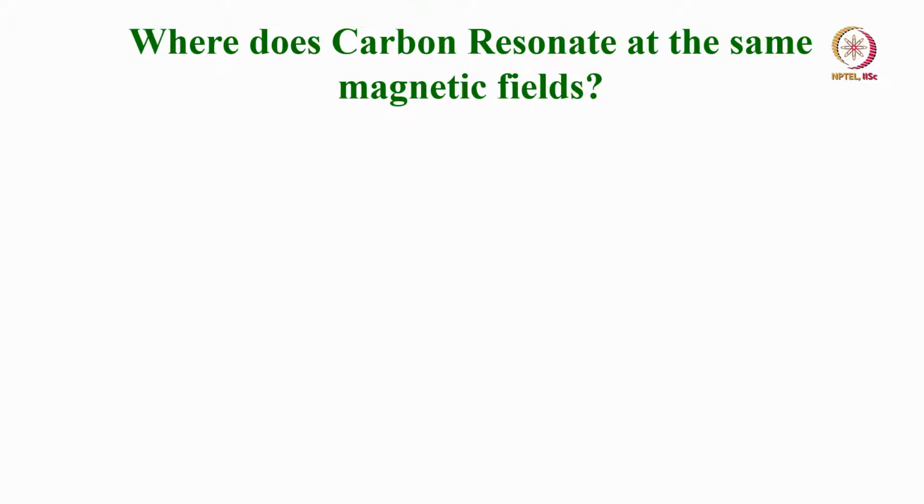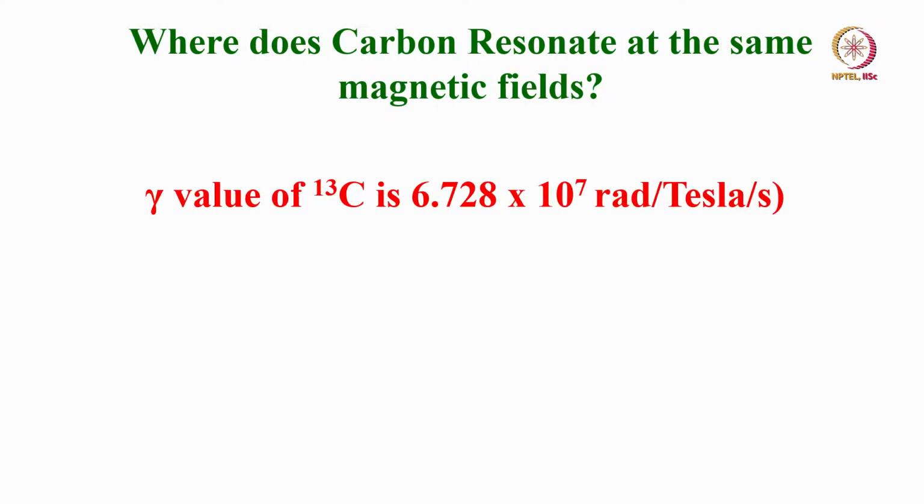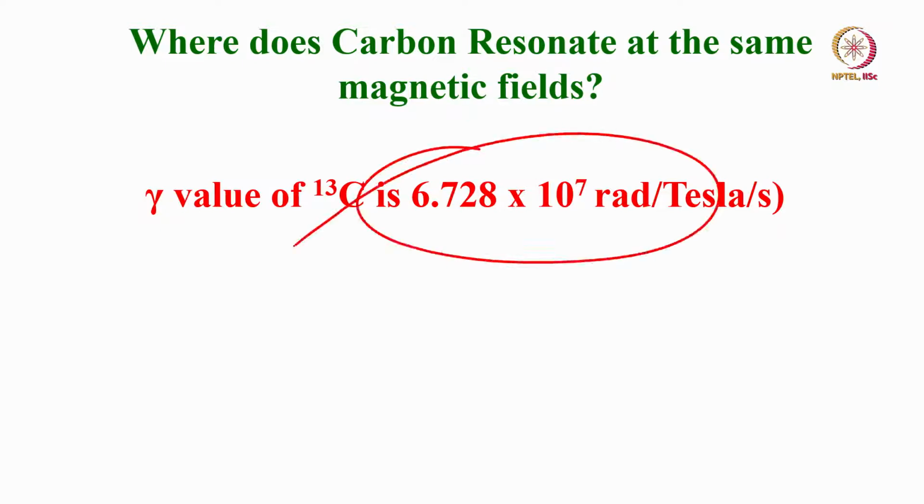Now, what will happen to different nuclei like carbon? This is as far as the proton is concerned, because I substituted for the gamma of protons. Now, where does carbon come? In the same magnetic field, the gamma value of carbon is 4 times less than that of the proton. Remember, it is 6.72, whereas in the case of proton it was 25 point something I wrote earlier. So, gamma is 4 times less.